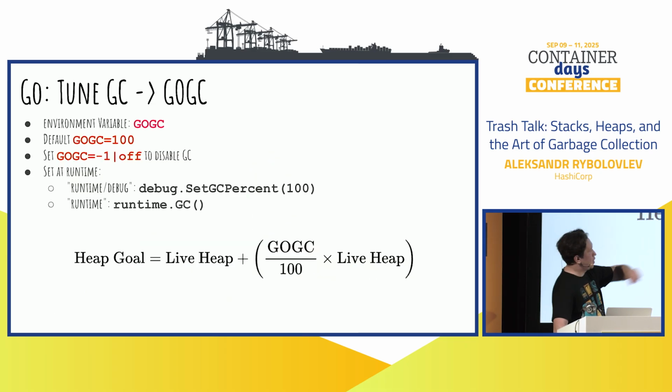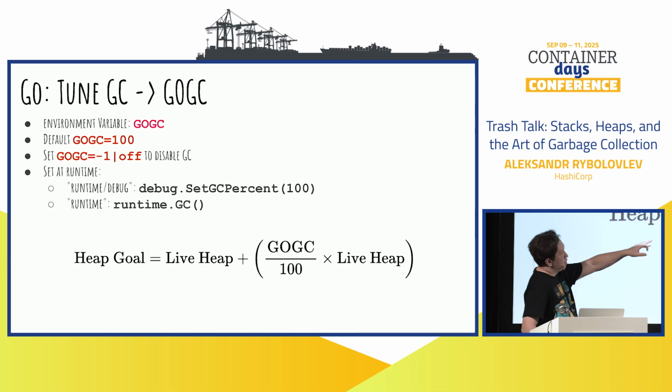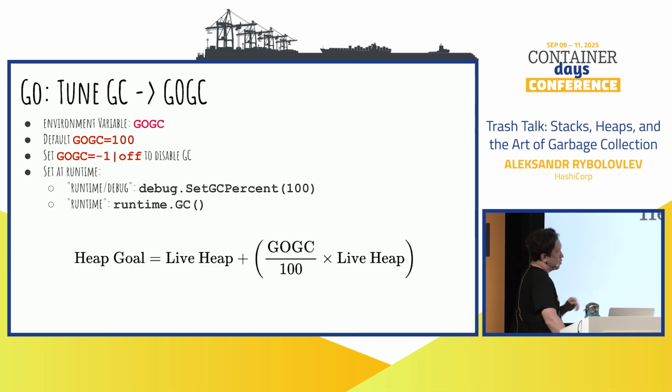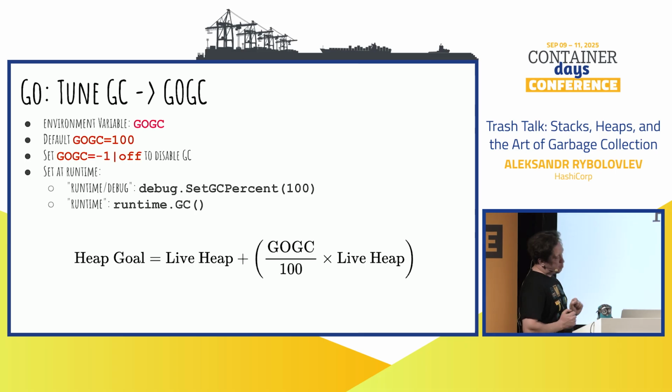This formula actually tells you how Go calculates the heap goal. It's basically live heap plus GOGC variable divided by 100 and multiplied by the same live heap size. By default, GOGC is equal to 100. So that's how it doubles. That's what you can change through an environment variable, or if you prefer, you can do this from the runtime. You have to use the debug package, SetGCPercent.